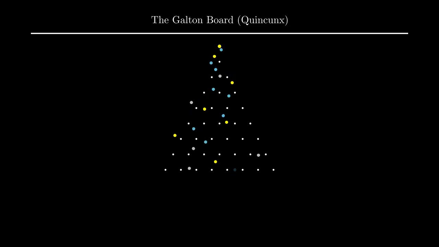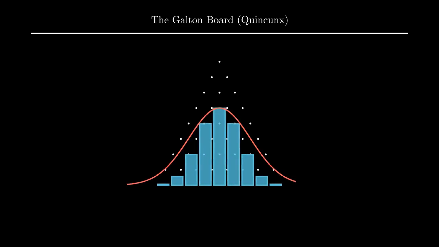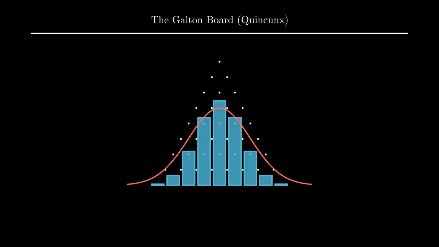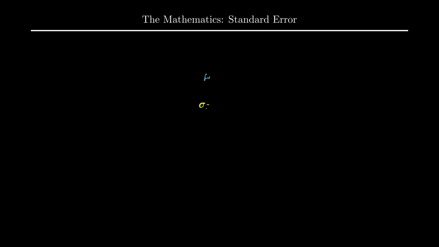Let's see this in action with a Galton board, or Quincunx. Invented by Sir Francis Galton, this device drops balls through a triangular grid of pegs. Each ball has a 50-50 chance of going left or right at each peg. Each ball's final position is the result of many independent random steps. As the balls accumulate at the bottom, they inevitably form the Gaussian bell curve. This is the CLT working in real time.